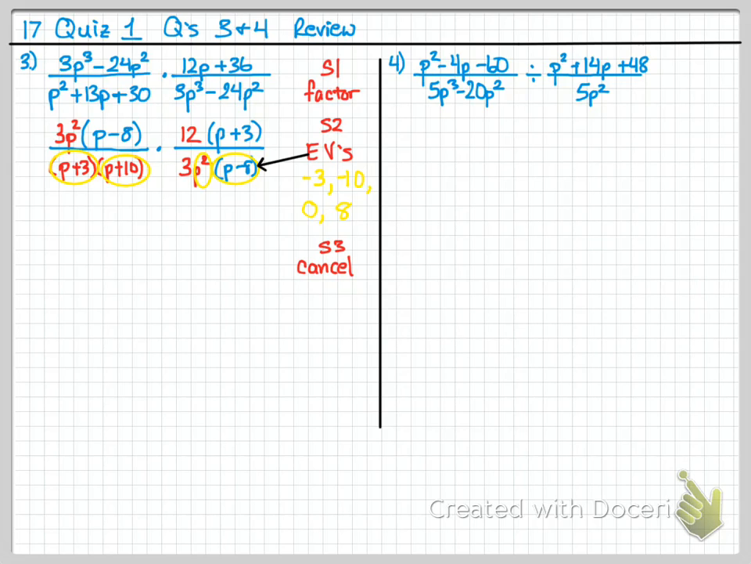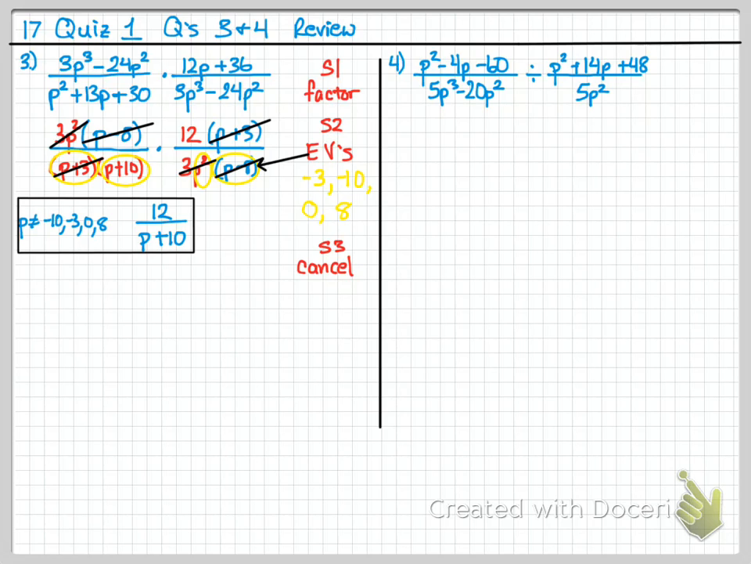Next step, let's start canceling. The 3p squareds will cancel, p minus 8s will cancel, and the p plus 3s will cancel. We will be left with 12 over p plus 10. No more simplifying, no more canceling. And our excluded values are negative 10, negative 3, 0, and 8. So those are the answers to this one here. I think this might have been the most correct question on the test. Okay, you try another one. Try this one here. Press pause and try this, and then we'll compare answers.